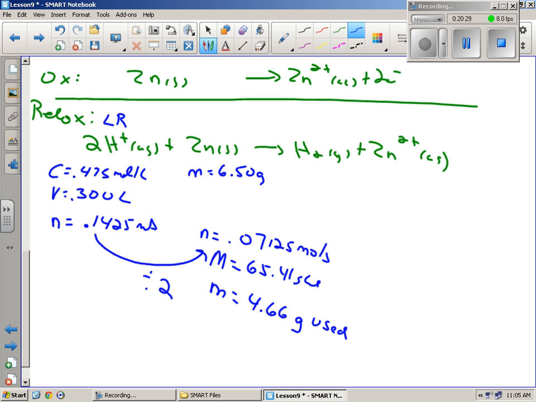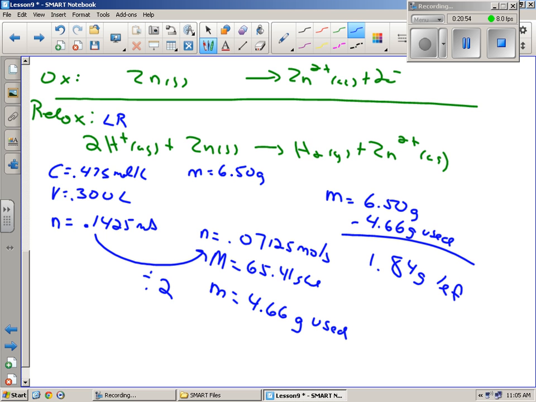I'm going to use all of these 2 up. I'm going to use all of this 1 up here, which is actually the 0.07. So that means I've used 4.66 grams. And if I started with 6.50 grams, I used that much, I guess that means I have about 1.84 grams left over. Correct?